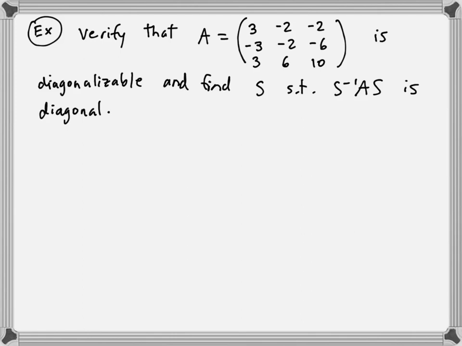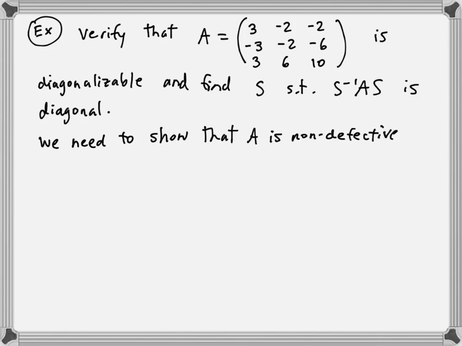Okay, so what do we need to do? To show that A is diagonalizable, we need to show that A is non-defective, i.e. A has 3 linearly independent eigenvectors. This is what we need to show, okay? We don't know this yet, but that's what we need to show. Okay?